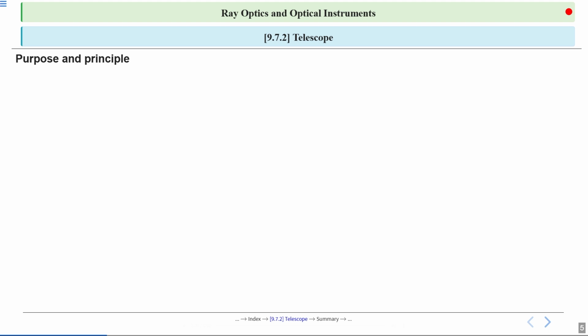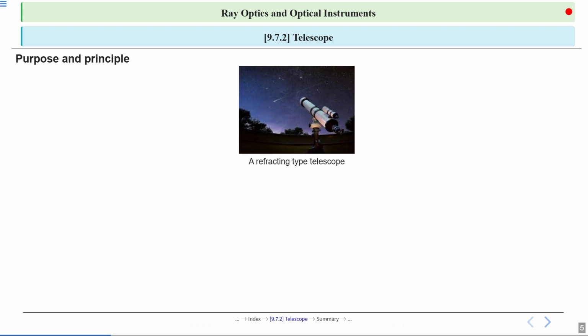Now we will discuss the purpose and principle of telescopes. Here we see an image of a refracting type telescope. This type of telescope uses lenses to bend light and form an image. It's important to note that refracting telescopes are one of the earliest types of telescopes used in astronomy. They are known for their ability to provide clear and sharp images of distant celestial objects.